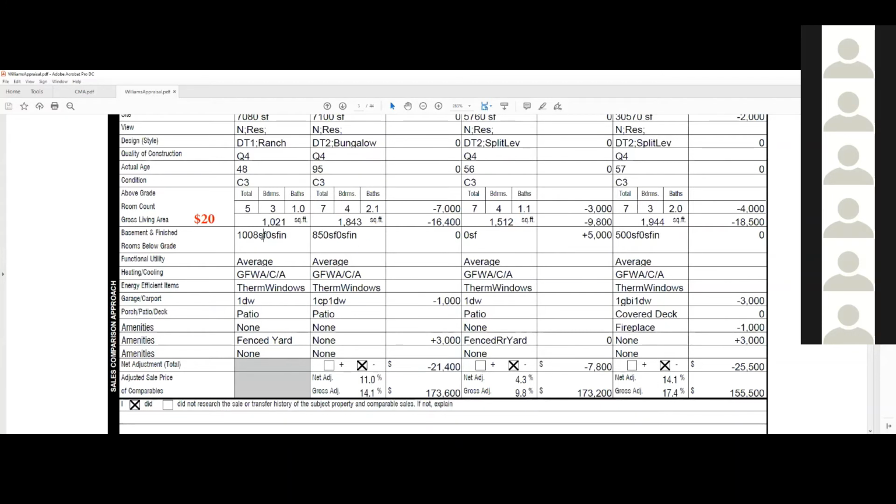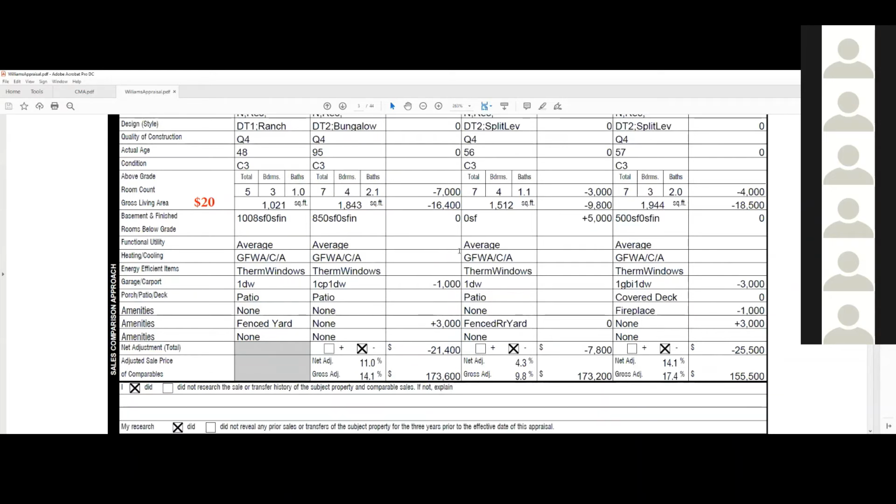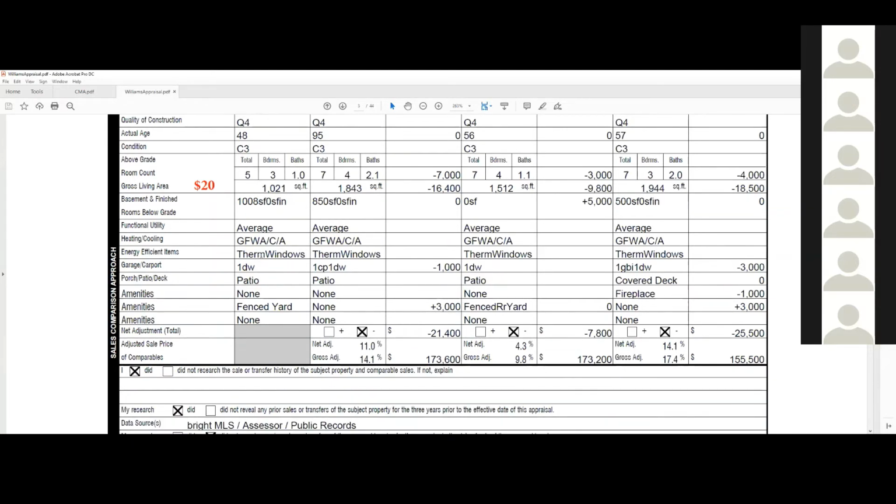So basement, 1,008 square feet, 0 finished. 850, 0 finished. Now as you can see, our comp got a $5,000 credit. And this home has 500 square feet and 0 finished and 0 credit. So there are no other adjustments other than now here.